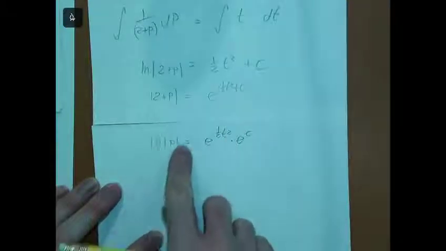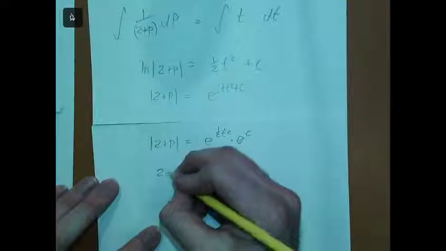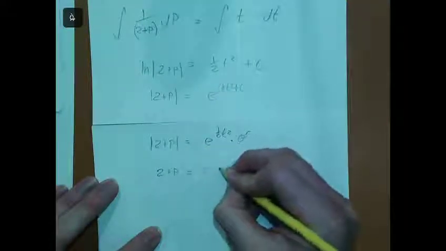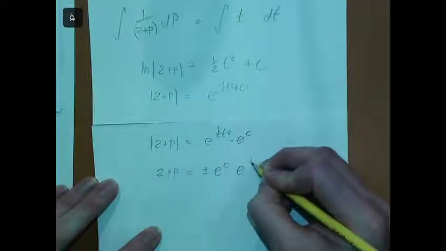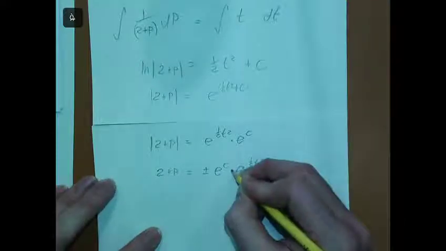Nearly there. Now you're just going to deal with this absolute value sign. Traditionally you're supposed to put it in there. It could be a plus or a minus, depending on whether the 2 plus p is positive or negative.